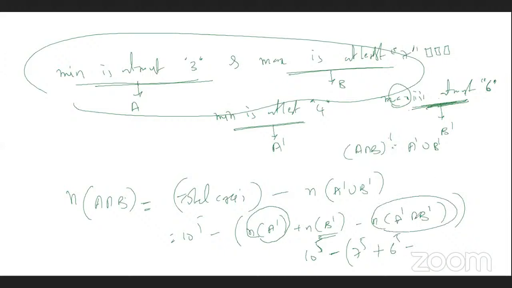Then what is this? Minimum is at least 4 and maximum is at most 6. And all the numbers should belong to 4, 5, 6. How many ways are there? 3 power 5. This is my answer. No doubt.